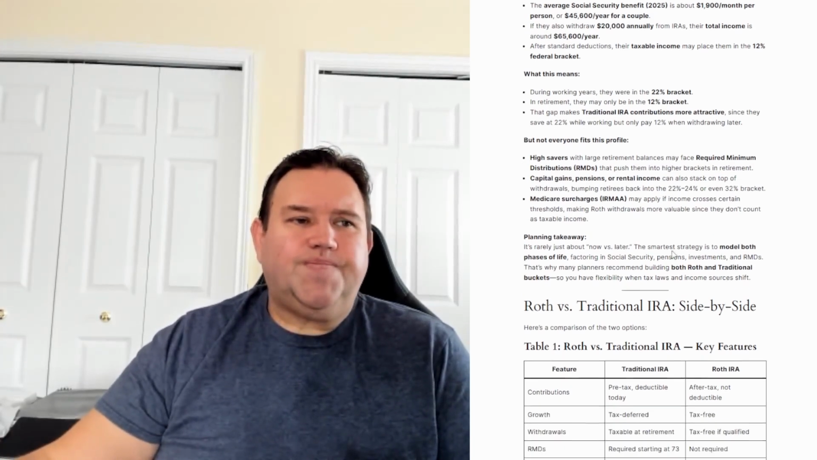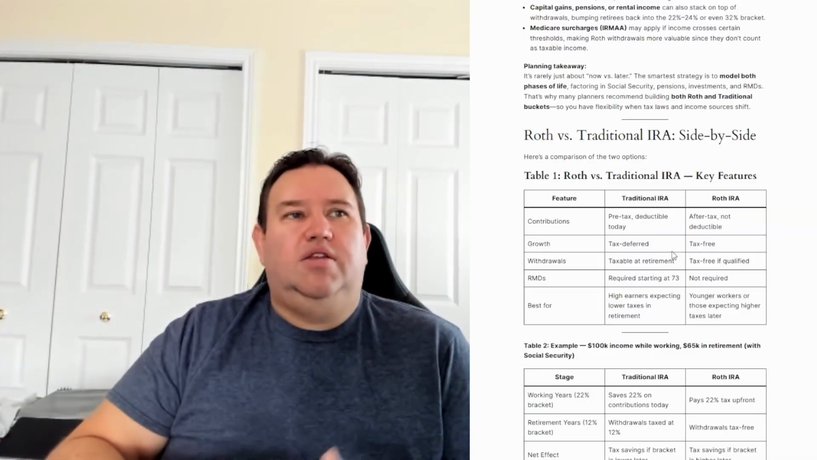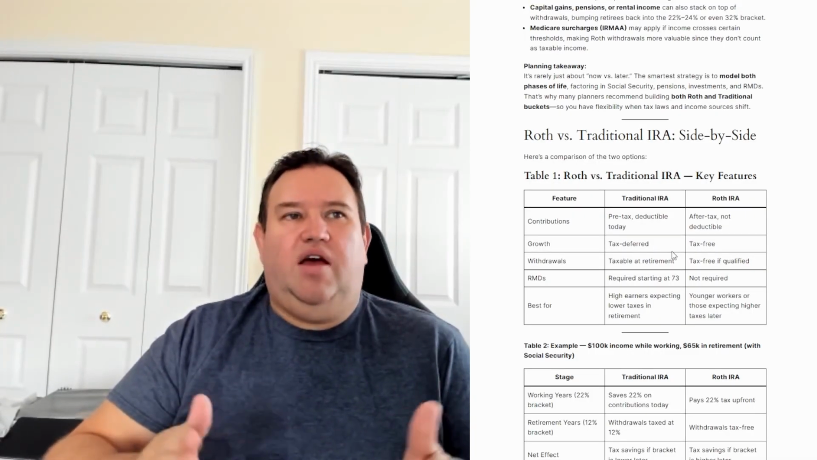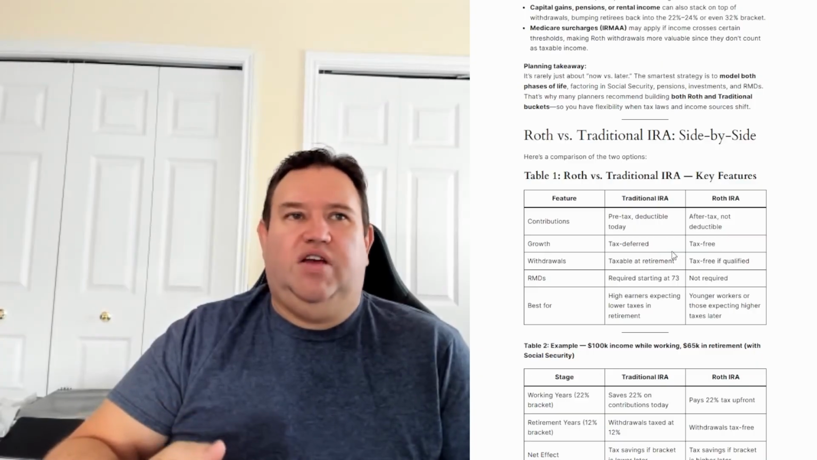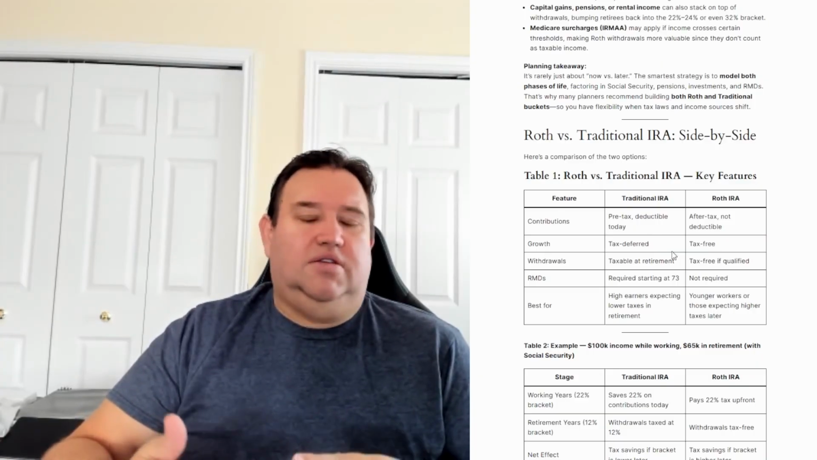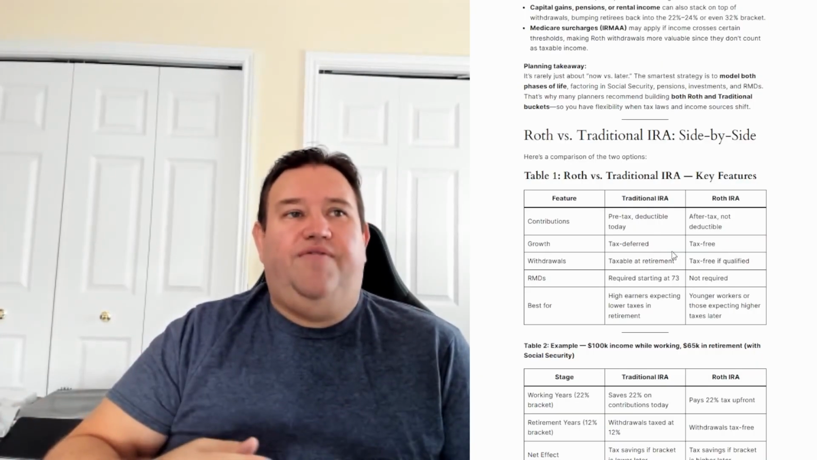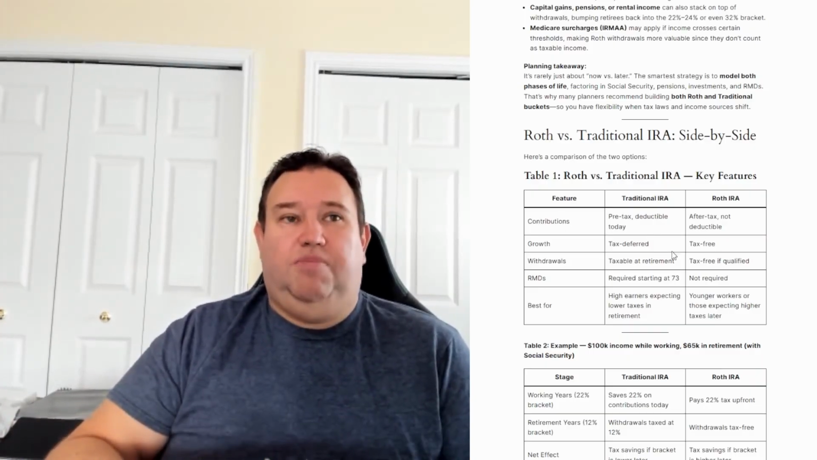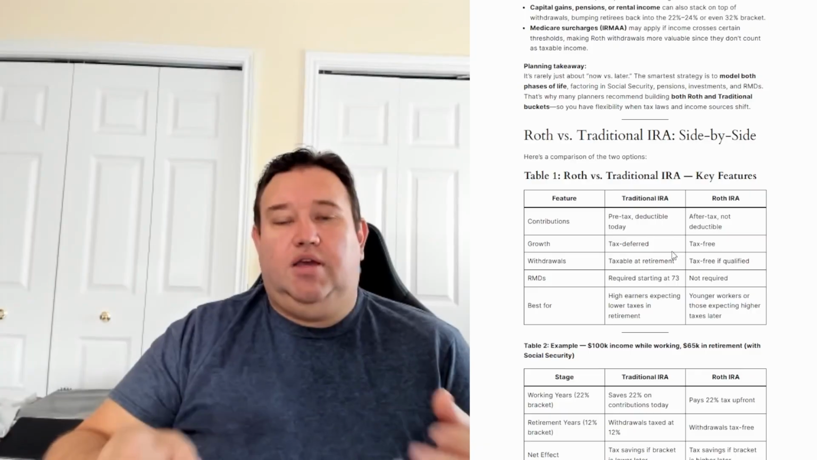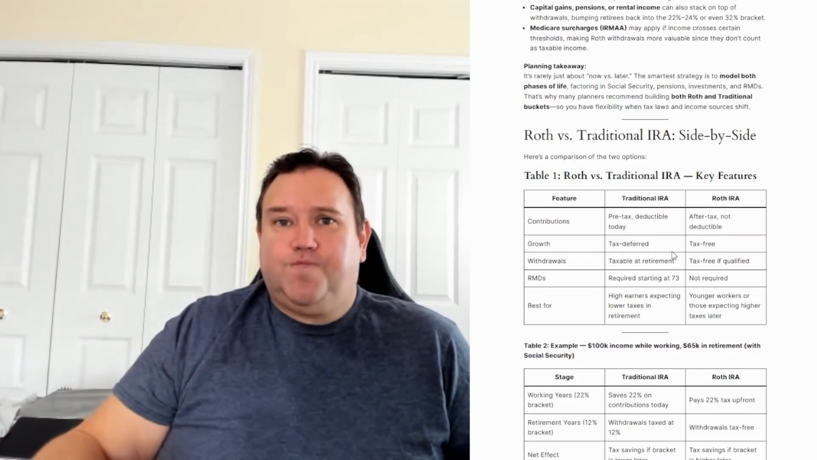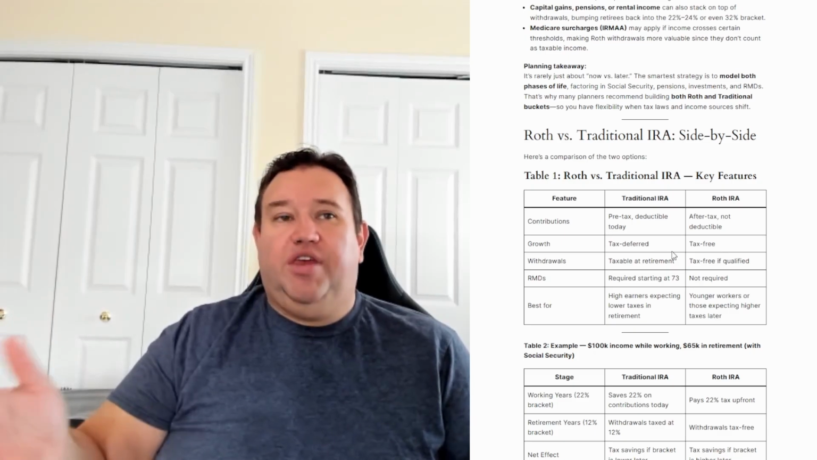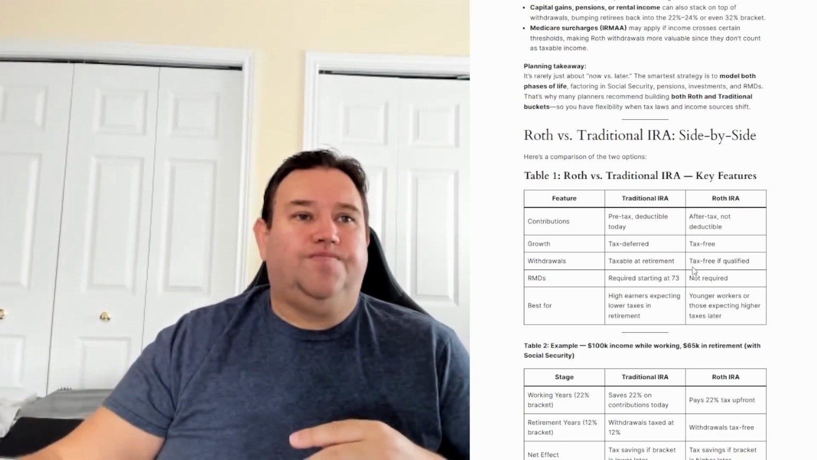Planning takeaways. It's really just about now versus later. A strategy is to model both phases of life, factoring in Social Security, pensions, investments, RMDs, and inheritances that may go into that. Many planners recommend both a Roth and a traditional bucket so that you have some flexibility. What this is basically saying is we don't know what the future is going to hold, but we'd like to give ourselves some options so that we can do some planning when we get older.